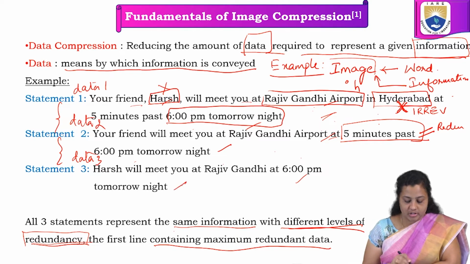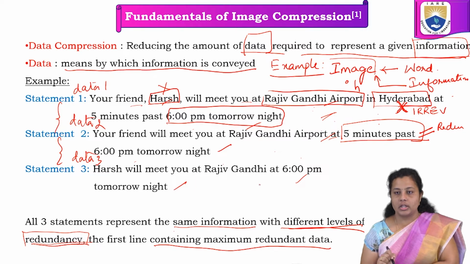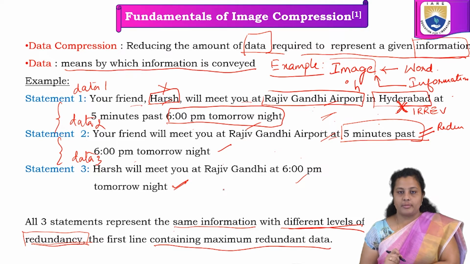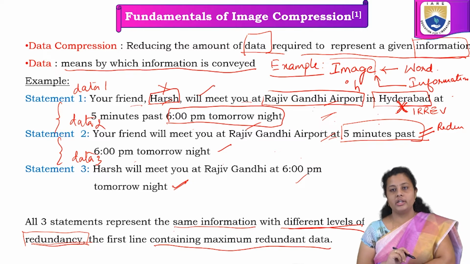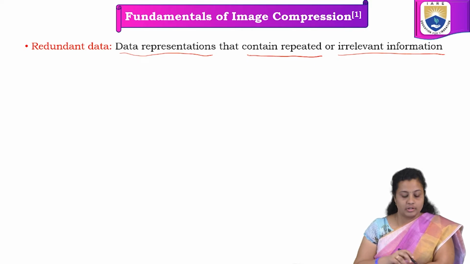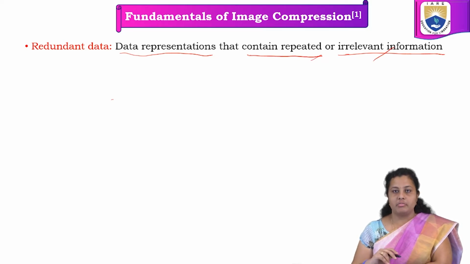Let's come to the third statement, which is very concise. Harsha will meet you at Rajiv Gandhi airport at 6 p.m. tomorrow night. This is a very concise way of telling that a person will meet you at Rajiv Gandhi airport tomorrow night. The same information can be conveyed, and the first statement has a lot of redundant information. Redundant data means a data representation that contains repeated or irrelevant information.